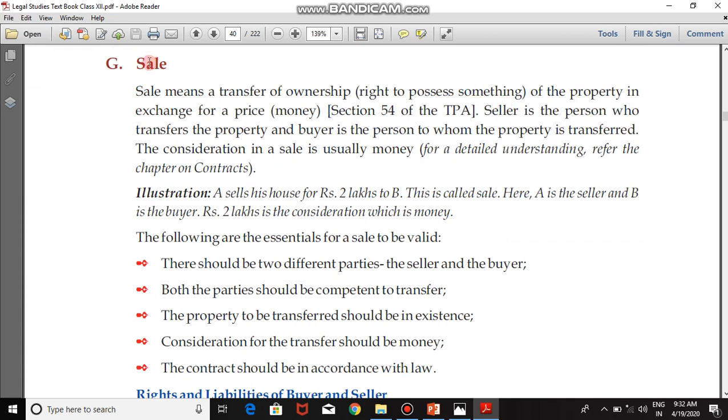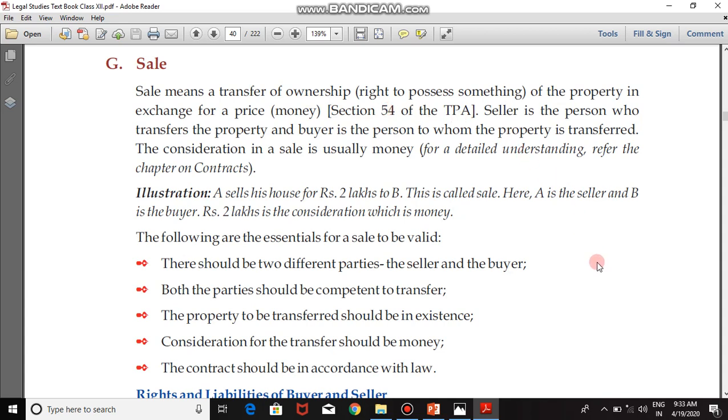What does sale mean? Sale means a transfer of ownership, right to possess something of the property in exchange for a price. Whenever party A transfers the right of the ownership of its property to party B in exchange for a price, ठीक है, money, पैसे लेकर के आप अपनी property अगर किसी को देते हैं तो ये किस में आता है? Sale में आता है. इसको क्या कहते हैं हम? Sale. Simple in layman language, it is called as बेचना. It is given in section 54 of the TPA.